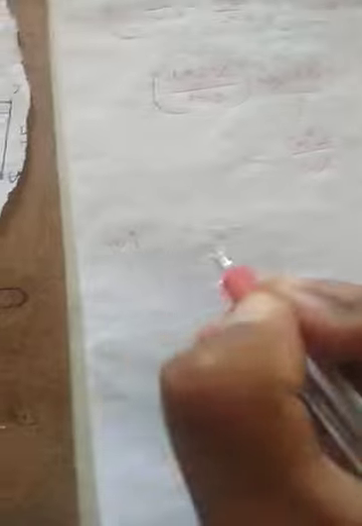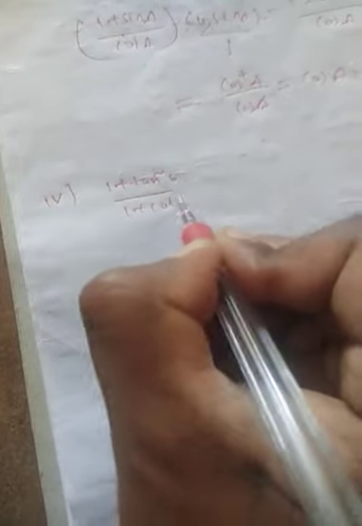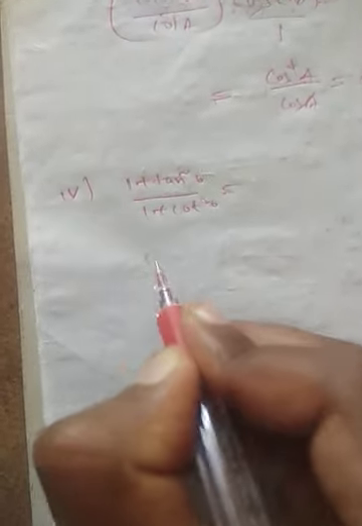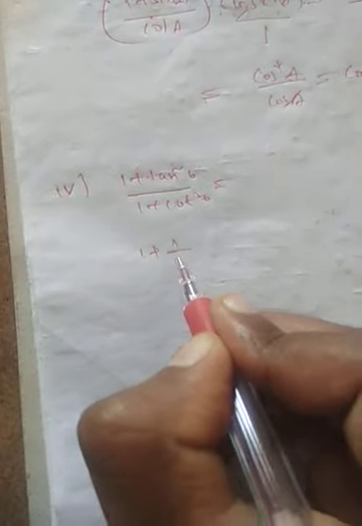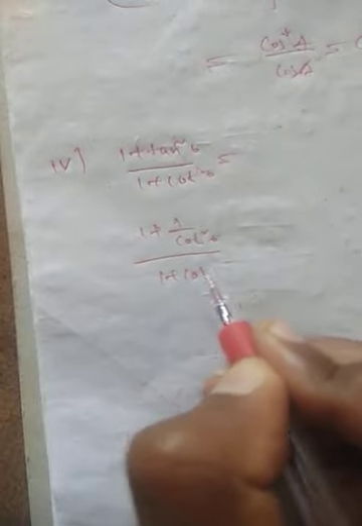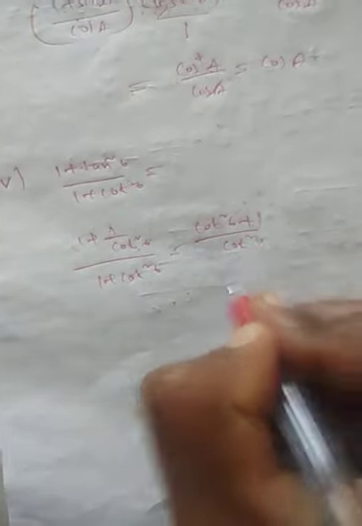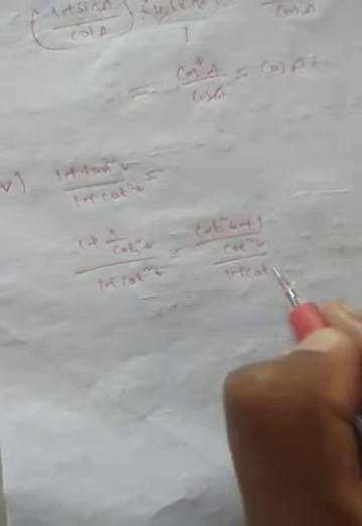Next question number 4. 1 plus tan square theta by 1 plus cot square theta. How can I write this one? Simply, 1 plus tan square theta I am writing as 1 plus 1 by cot square theta. In terms of cot square theta, that means 1 into cot square theta, so cot square theta plus 1 by cot square theta, divided by 1 plus cot square theta.